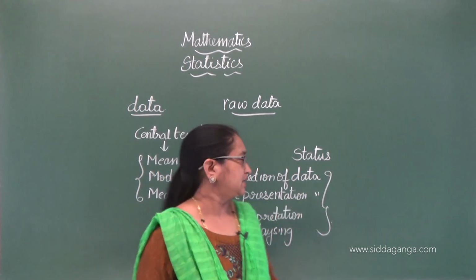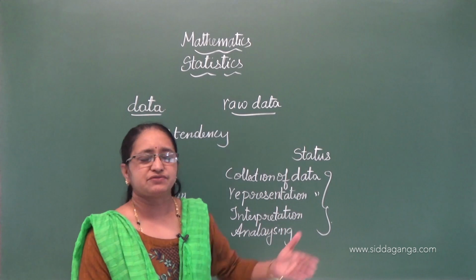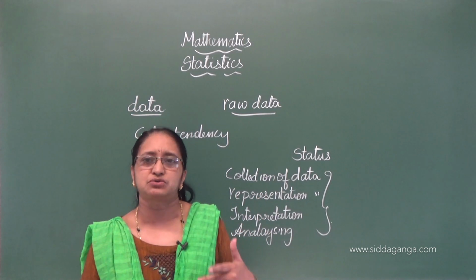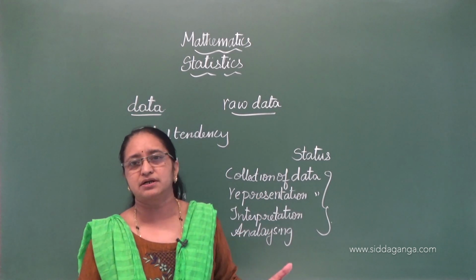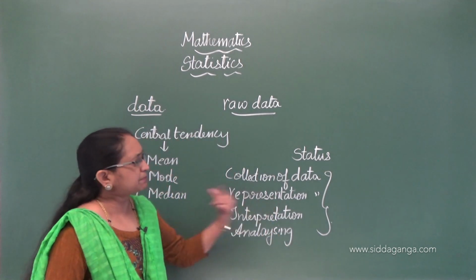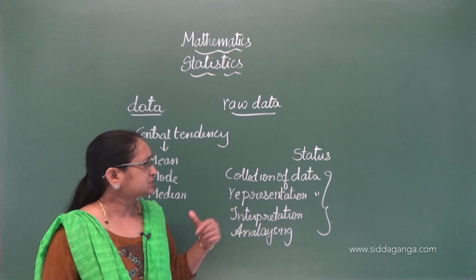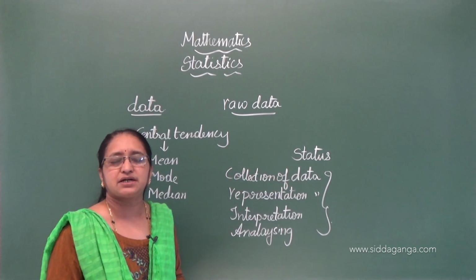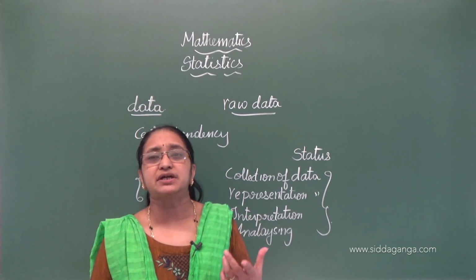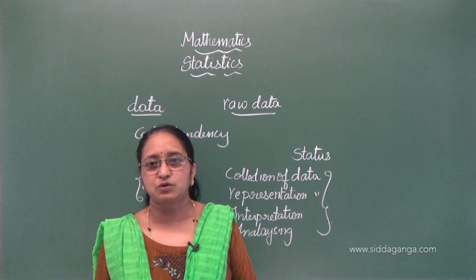In collection of data, I told you we get it from various sources. For example, rainfall in a particular district, or rainfall throughout the state, throughout Karnataka, we are going to collect the information from various sources. Then representation, again a very important step. What we have collected as data should be represented in a proper way. Then only we can go for interpretation and analyzing. I hope you understood this.